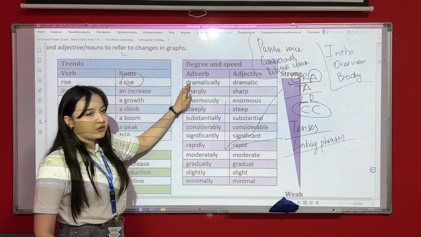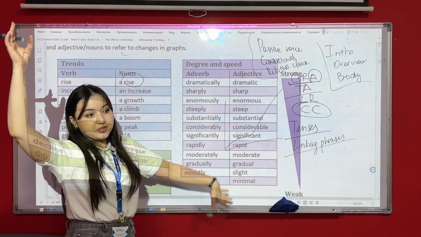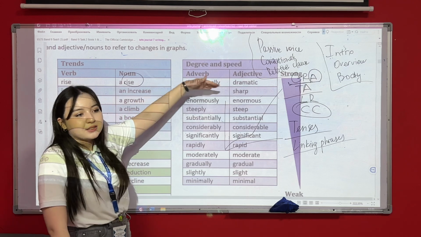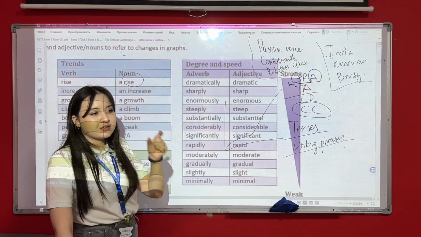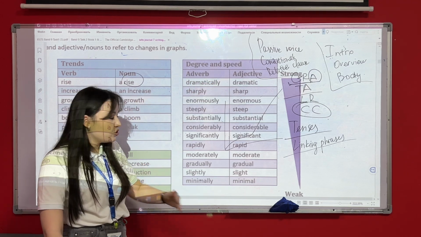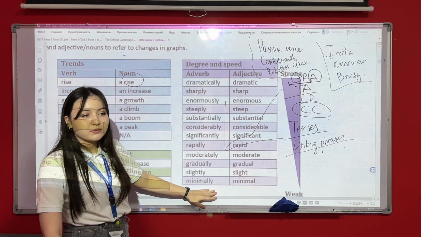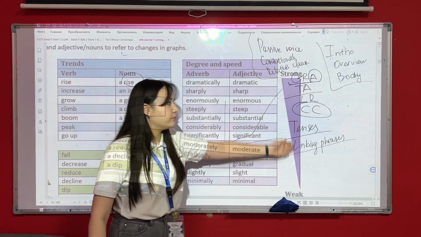So if you want to say that this was the biggest change, for example the biggest increase, you have to say that it was a dramatic increase. If you want to say that this is a minor change, you can say that this is minimal. Okay?